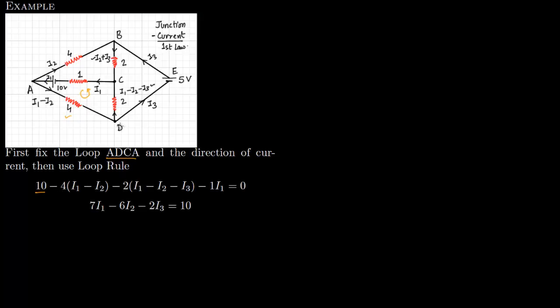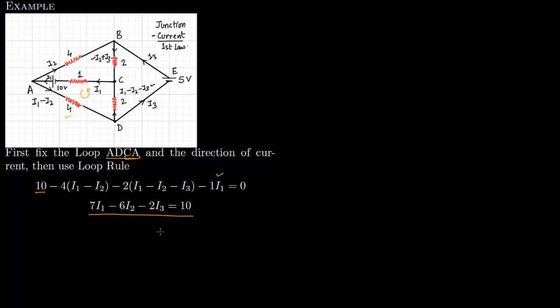Then we go from D to C. From D to C again we have minus 2(I1 minus I2 minus I3). It's the same direction as our loop. And then finally you have the same direction going from C to A. So C to A is represented by this. C to A, you have this 1 ohm of resistance, so you multiply 1 by I1. So you solve this and you get this equation as the result.